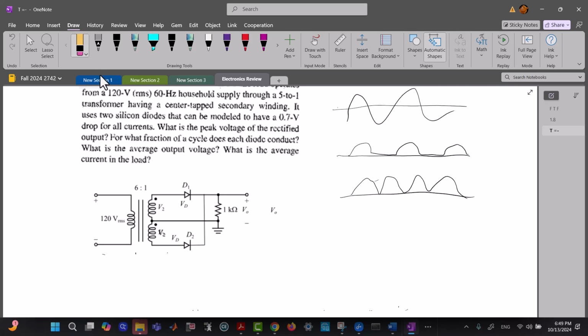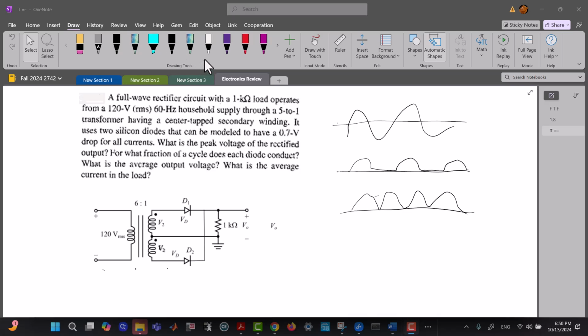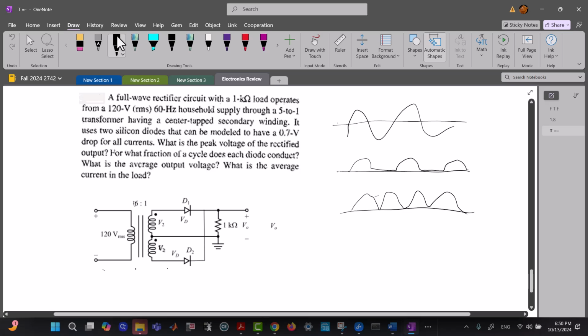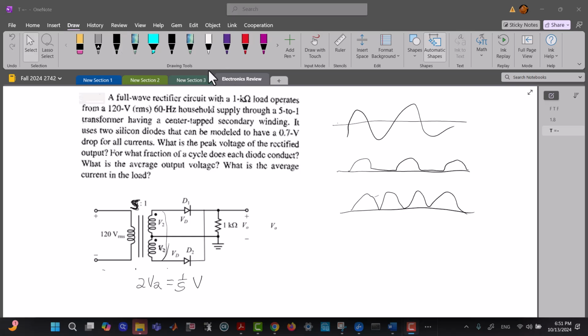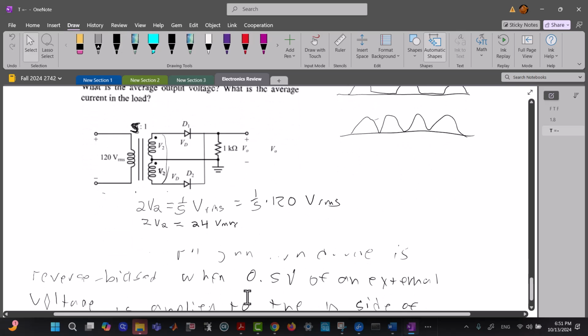Okay, so this would be what our full wave rectifier would look like, except this one was 5-to-1, not 6-to-1. So 2V2, because we have 2 of them right there, 2V2 equals 1/5 V RMS, or 1/5 times 120 volts RMS, or 2V2 equals 24 volts RMS, or V2 equals 12 volts RMS.